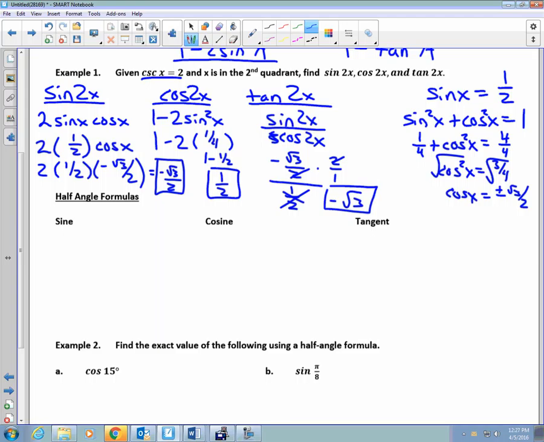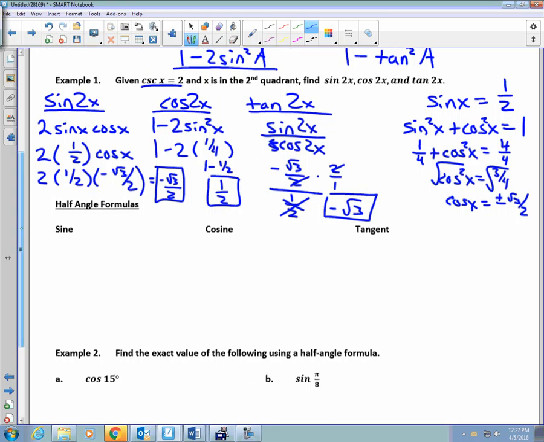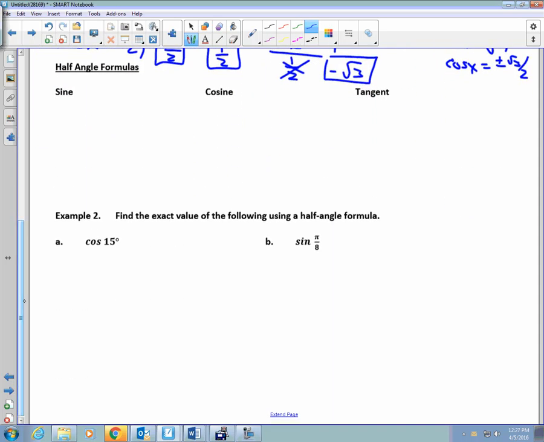So, no, I'm not doing 1 minus 2. What is 2 times a 4? 1 half. Better? All right. So, the first part of your assignment will be double angle formulas. Let's move to half angle formulas.